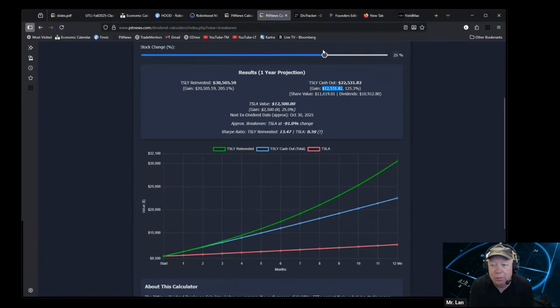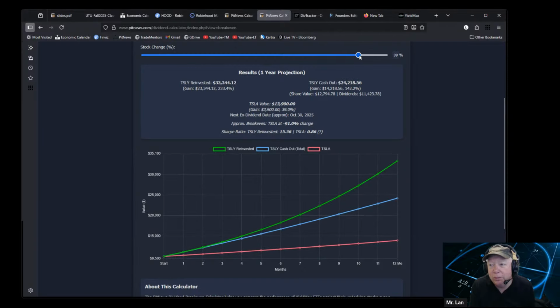What if Tesla went up even higher? What if Tesla went up 40% in value? Well, now you can see that your TSLY would have made $23,000. Your TSLY, if you would have cashed out and just taken all the money and lived off of it and not reinvested any of it, would have been $14,000. And Tesla itself made $4,000. 40% gain on a $10,000 investment is $4,000. Look how much more money you're making.